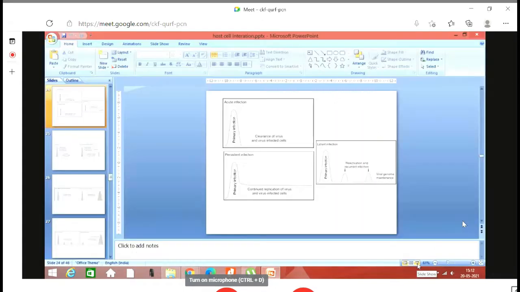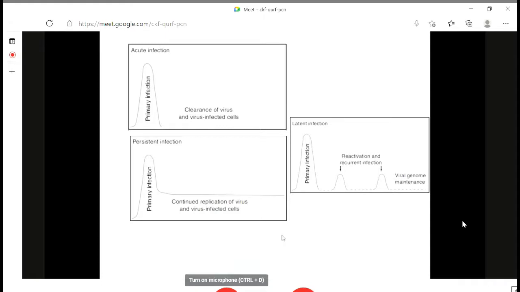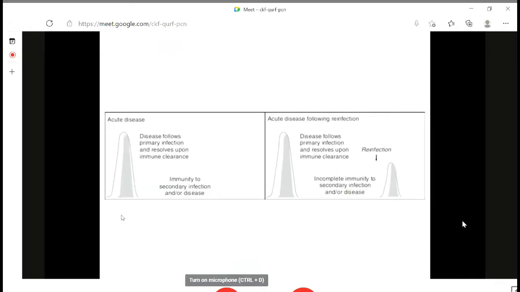So these are some of the pictorial or graphical representations of acute, persistent, and latent infection. These different conditions.